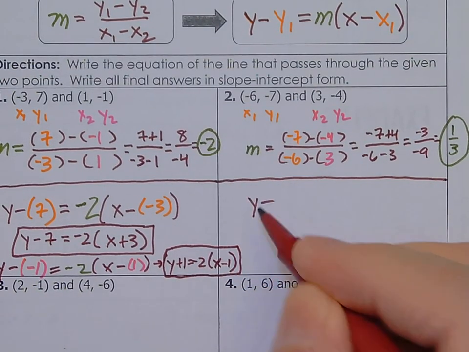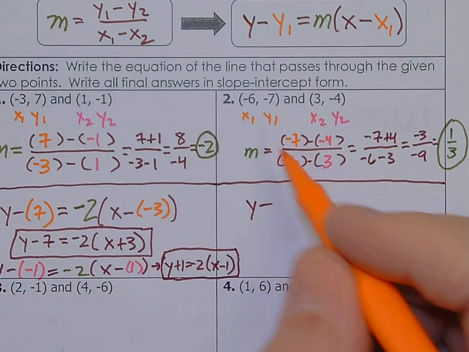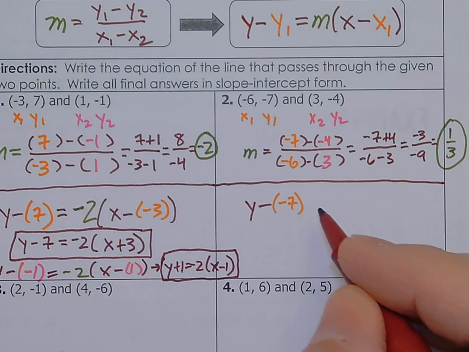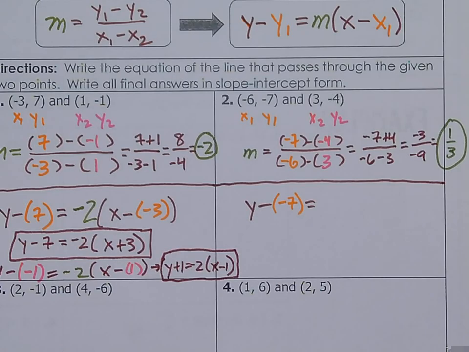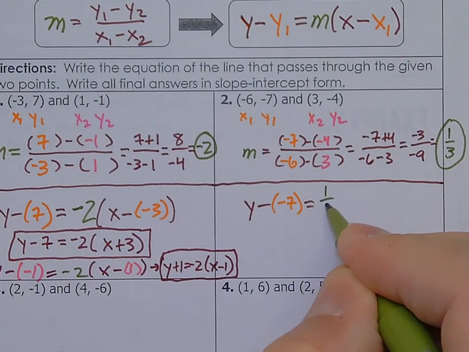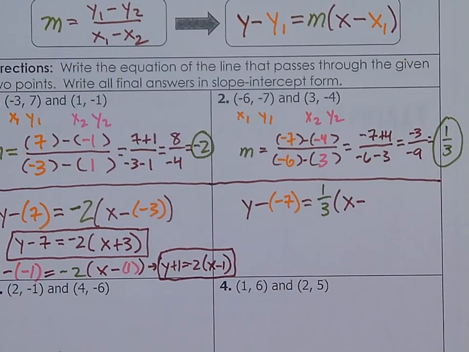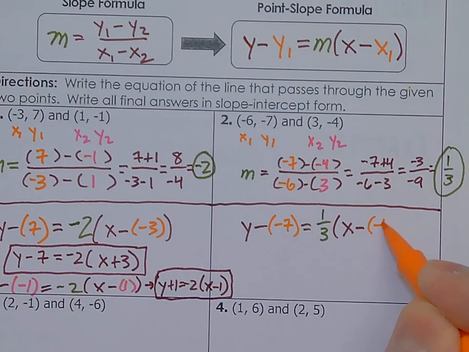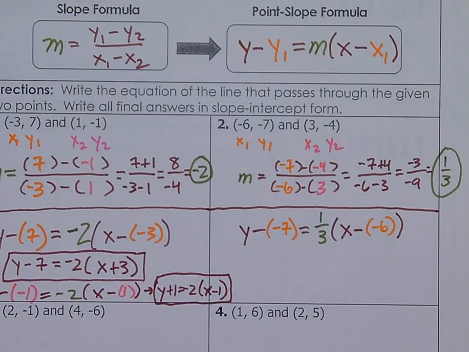So again, y minus my y1. In this case, I'm going to use this one, negative 7. Again, I just showed you it doesn't matter which one you choose here. If I wanted to use these points as my x1, y1 for this part, then I could do that. And then I have the slope, which is 1/3 times x minus, and my x1 here is negative 6. And close parentheses. So now simplify this.